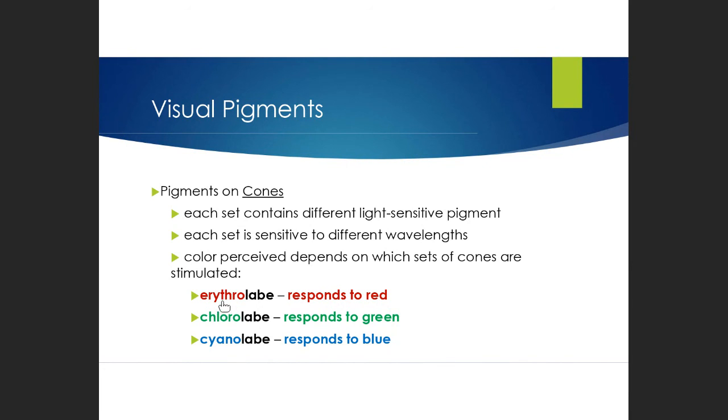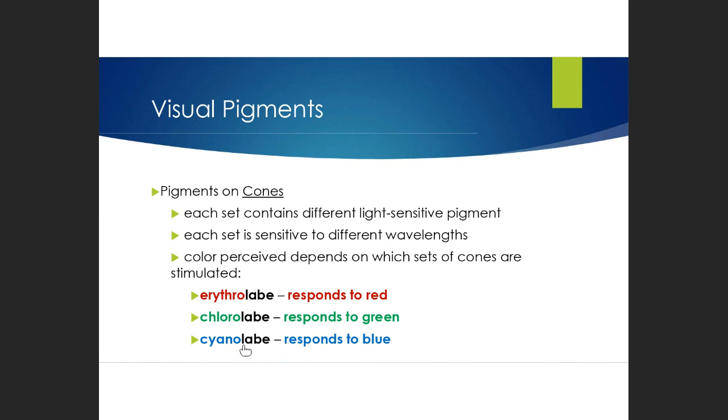Erythrolabe, like erythrocyte, erythro means red. So cones with erythrolabe pigment respond to red. Chlorolabe, like chlorophyll, green, responds to green. Cyanolabe, like cyan, responds to blue. Easy to remember. Okay, so the color perceived depends on the mixtures of which cones are stimulated.